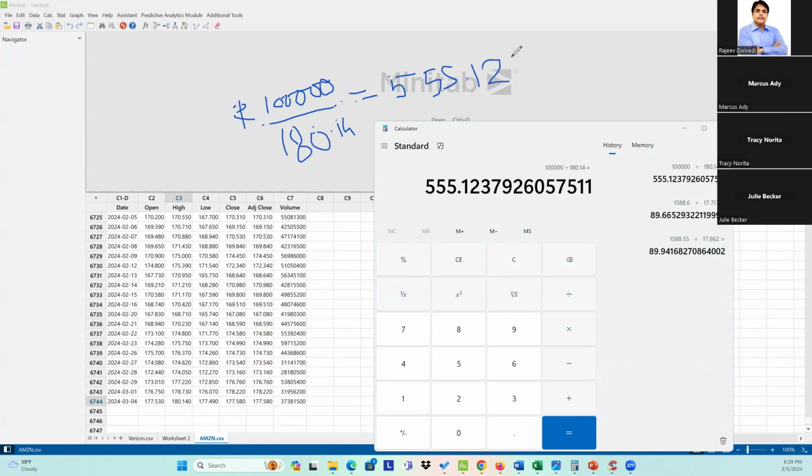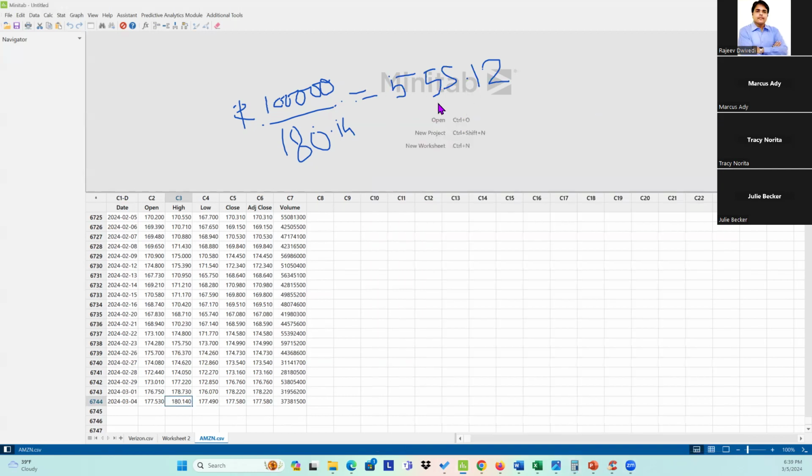Now I have 1 year to invest this money. What will I get at the end of 1 year? How much money will I get in return? So 555 stocks, let's say I buy today at the highest price.